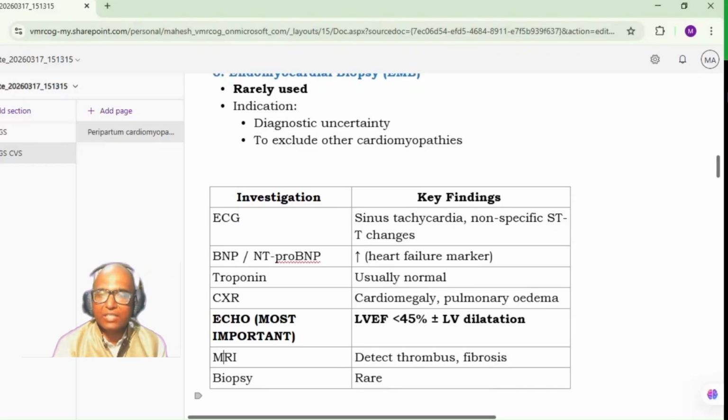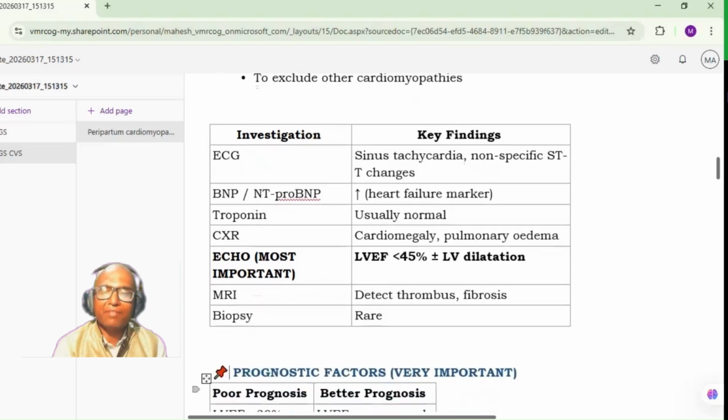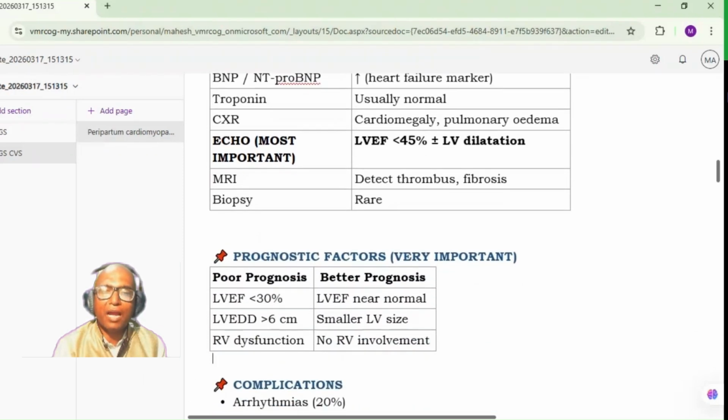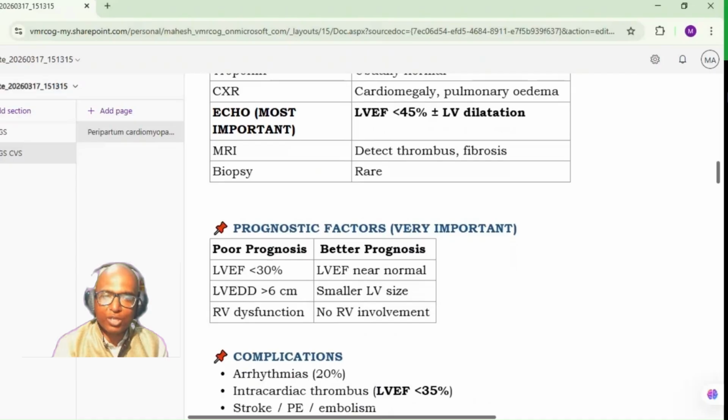So ECG will show sinus tachycardia, non-specific ST-T changes. BNP and NT-pro-BNP are increased, heart failure markers. Troponin is usually normal. Chest X-ray will show cardiomegaly, pulmonary edema. Echo is most important, showing left ventricular ejection fraction less than 45%. There will be associated left ventricular dilatation most of the time. MRI will detect thrombus and fibrosis. Biopsy is rare.